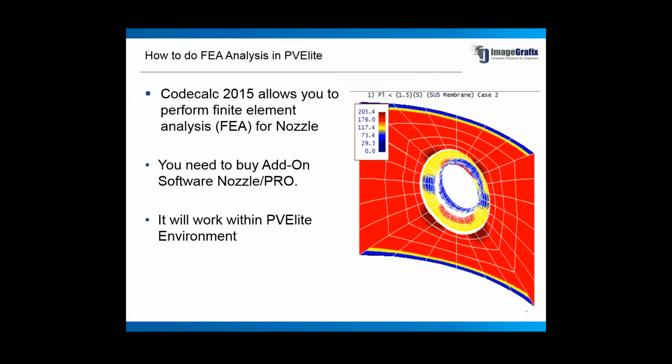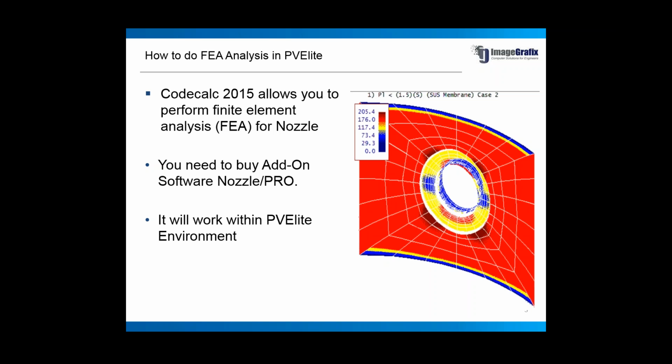On the WRC side, the interface is available by means of CodeCalc. In CodeCalc, WRC 107 analysis is already available. In a similar way, if you click on the analysis options, apart from WRC, you will find one more option called FEA. You can select the FEA option and perform the FEA analysis for the nozzles in CodeCalc. Again, in order to run that FEA inside CodeCalc, you need to have the Nozzle Pro software installed on your PC.